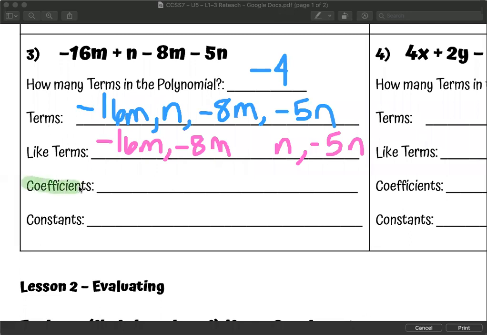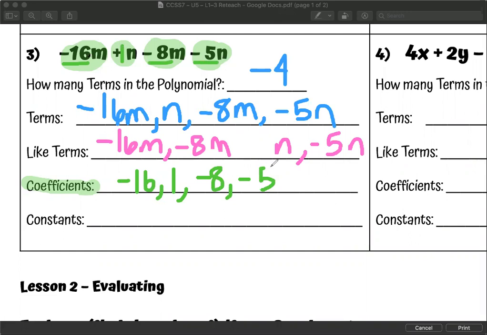My coefficients are the terms with variables in them. So this has a variable, this has a variable, this has a variable, and this has a variable. Since I have 4 terms with variables, there should be 4 coefficients. My numerical value here is -16. My numerical value of n is 1n. My numerical value of -8m is -8. And my numerical value of -5n is -5.